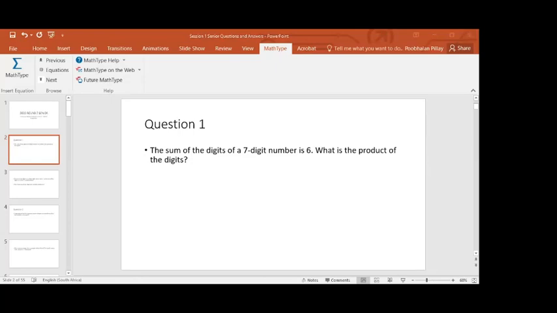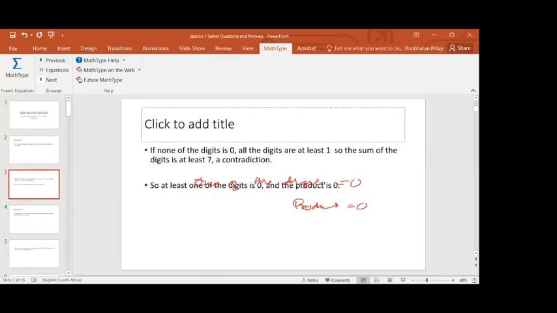All right, so in this problem you are saying that one of the digits is 0, and therefore the product is 0. All right, so let's get on to the next problem.